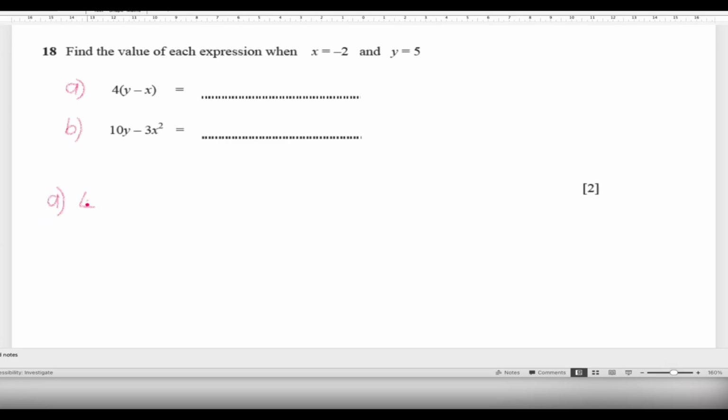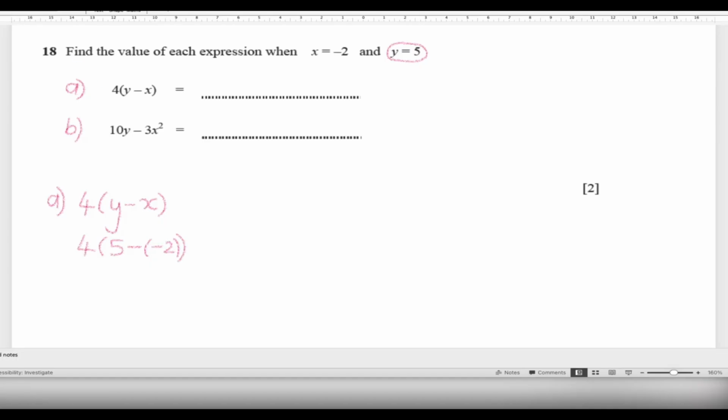So the original expression is 4 multiplied by the binomial y minus x. Now we have to substitute these values. We know that y is equal to 5. That's given. So instead of writing y, we will write 5. And we know that x is equal to -2. So it's negative x, so we are going to write a negative, and then x is equal to -2, so we'll write -2 inside the brackets.